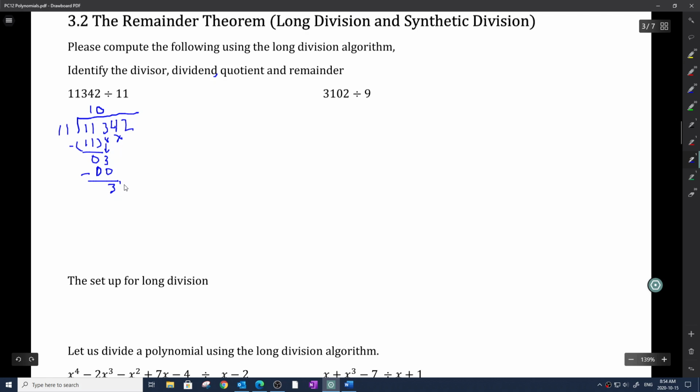I carry down the 4. 11 goes into 34, both parts of 34, this part and this part. That goes in 3 times. 3 times 11, I'm multiplying by my divisor, is 33. I subtract that, and it is 1 left over. I carry down the 2. 11 goes into 12 exactly once. 1 times 11 is 11 with a leftover of 1. So I've run out of carry down digits, so my remainder is 1.